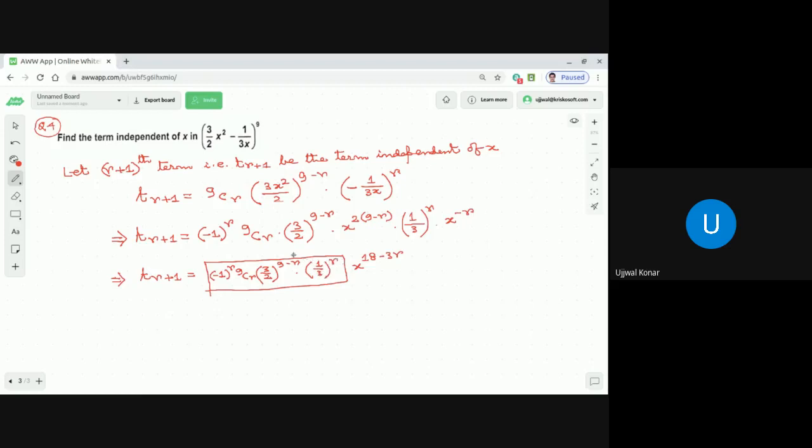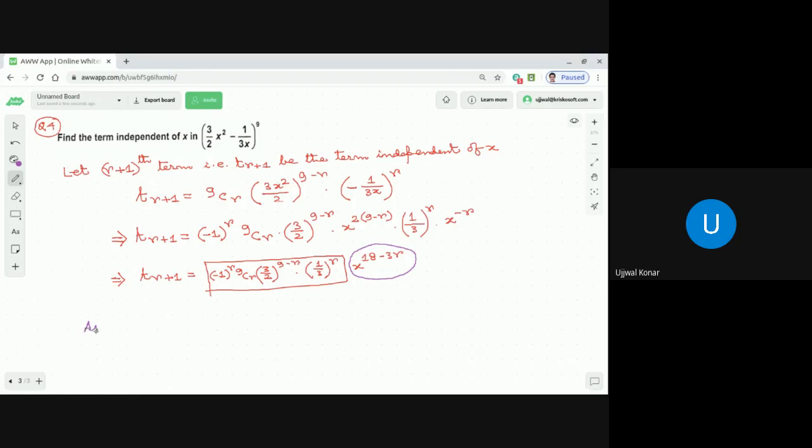Now according to the question, or according to our assumption, we assume that T(r+1) is the term independent of x. That means definitely that the power of x has to be 0. If I take a different color, this term has to be 1, correct or not? If the term has to be independent of x, it has to be. Are you getting my point? So that means this has to be x to the power 0.